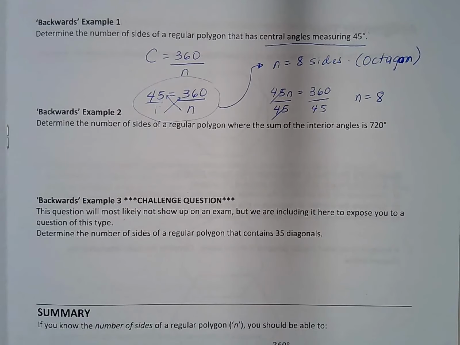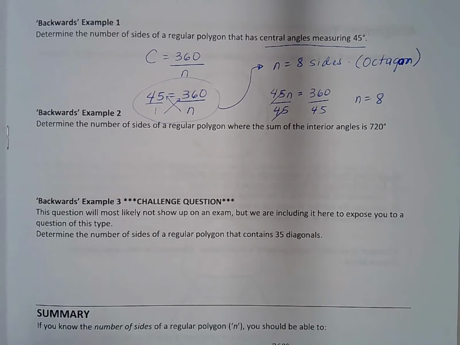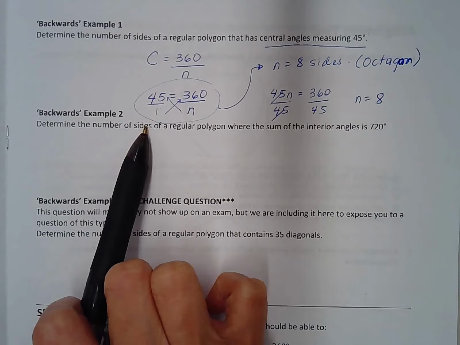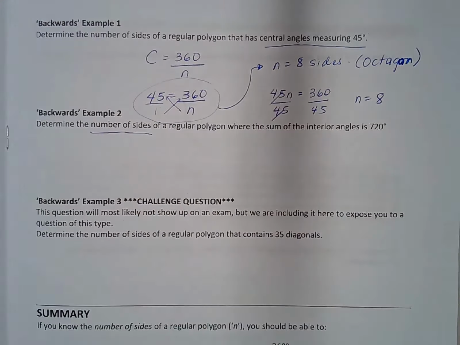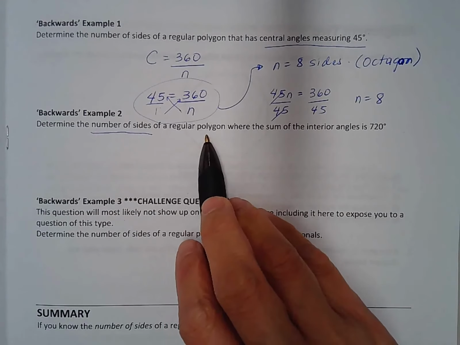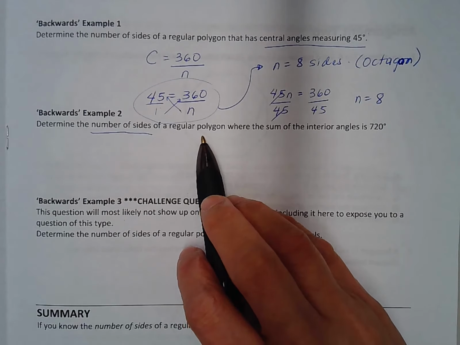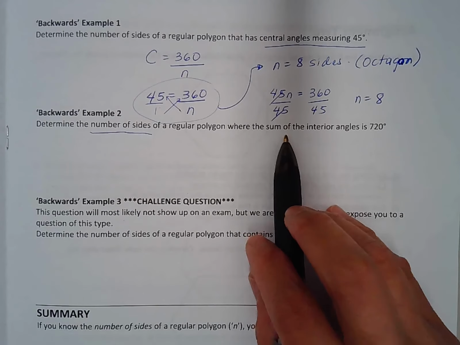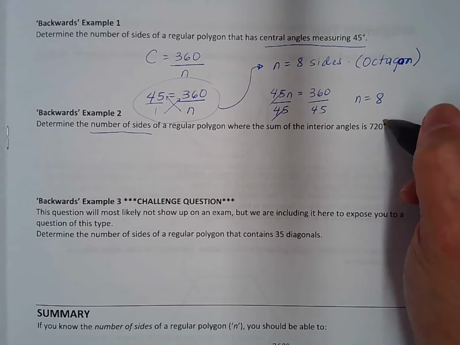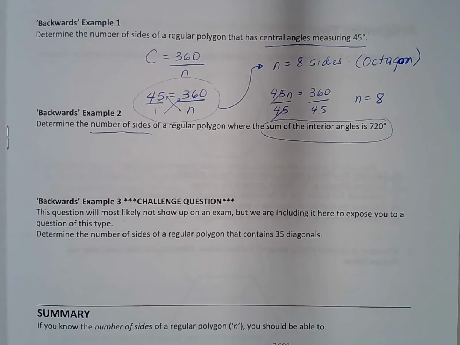Let's take a look at example 2. Again, they call it backwards. Well, let's see how backwards this is. Determine the number of sides of a regular polygon. I already see it's backwards, because we don't know what kind of polygon it is. But we know it's a regular polygon, so that's good. Where the sum of interior angles is 720.